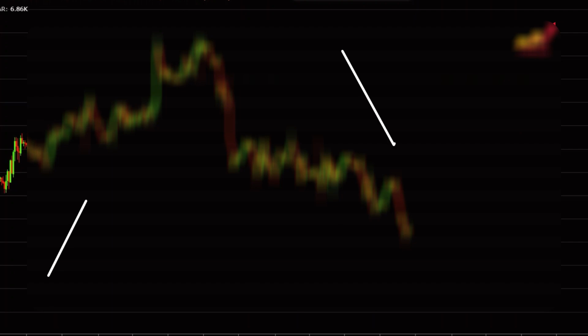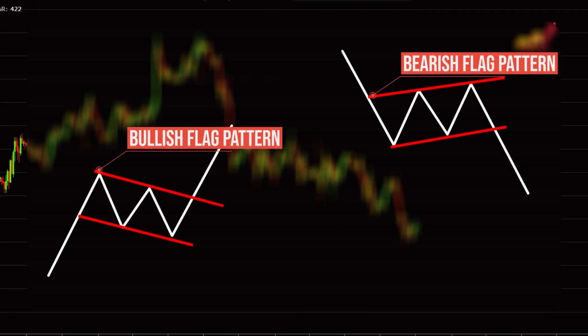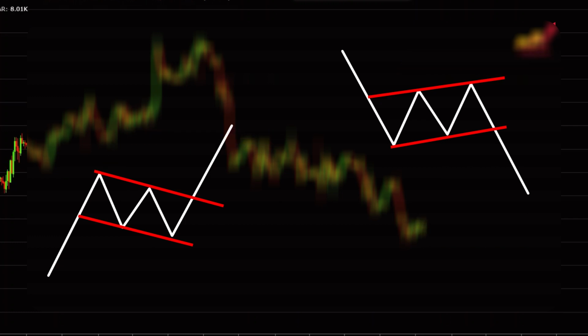How to trade the bullish and bearish flag pattern. To trade a bearish or bullish flag pattern, you'd look to open a position shortly after the market breaks out, so you can profit from the resulting move. In a bull flag, you'd place a buy order above the resistance line. In a bear flag, it's a sell order below support.